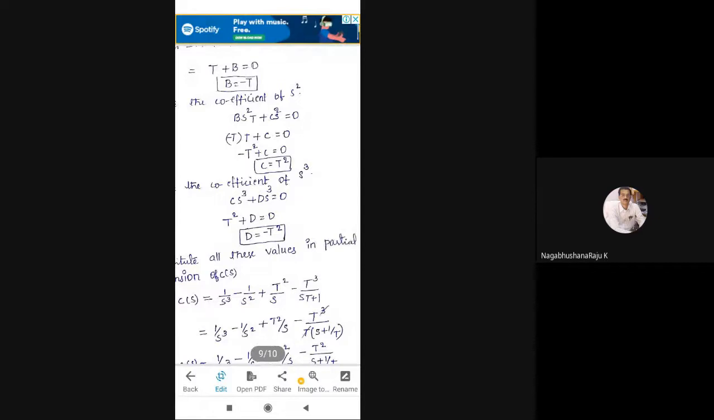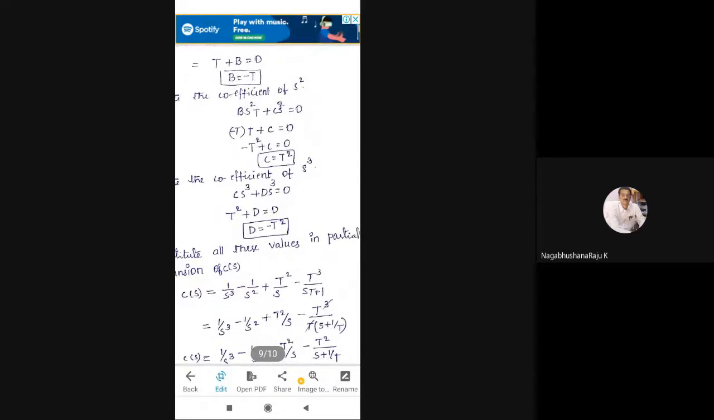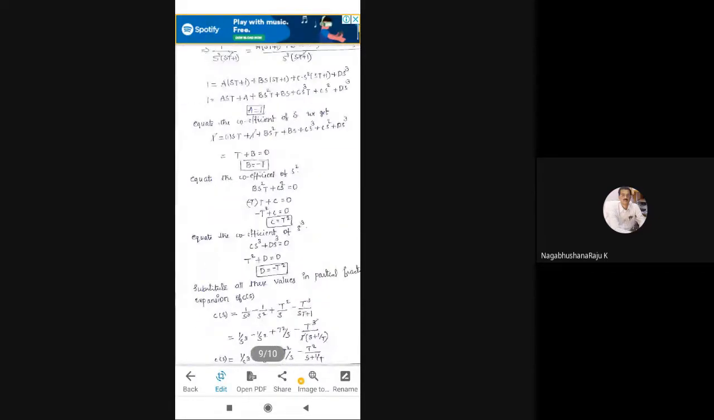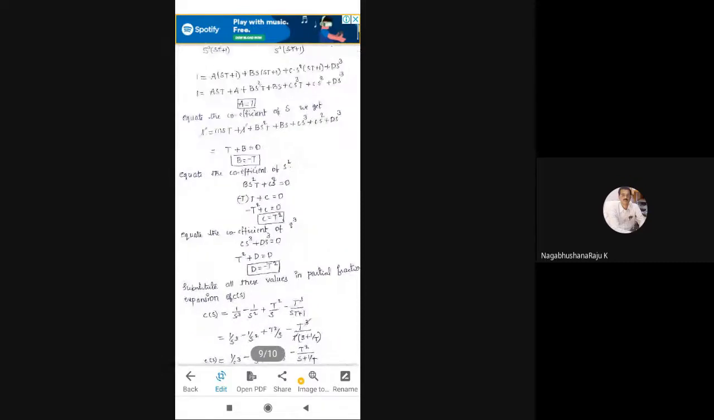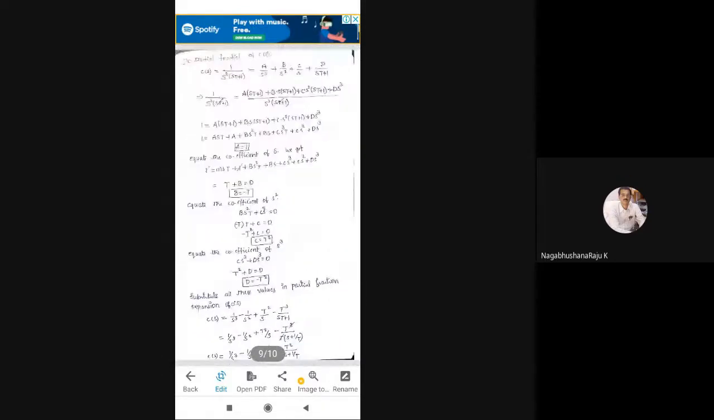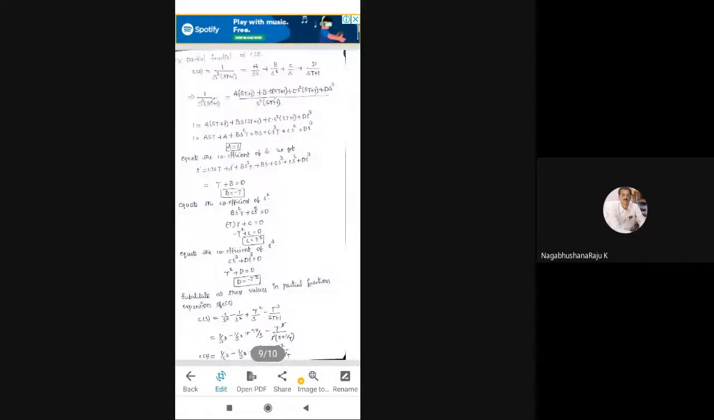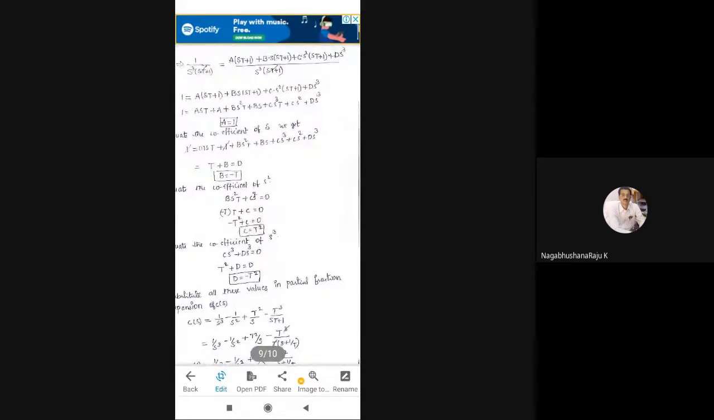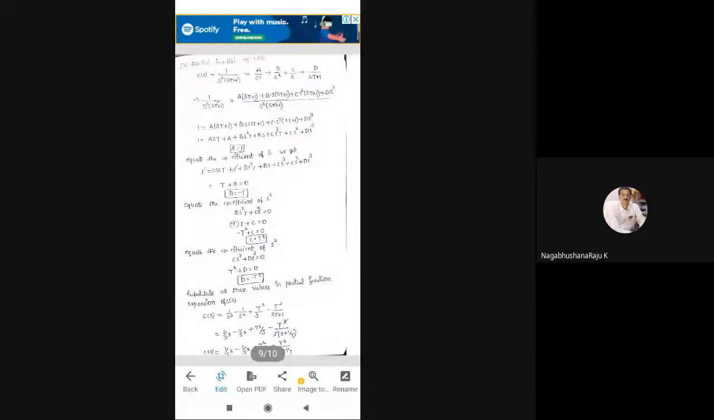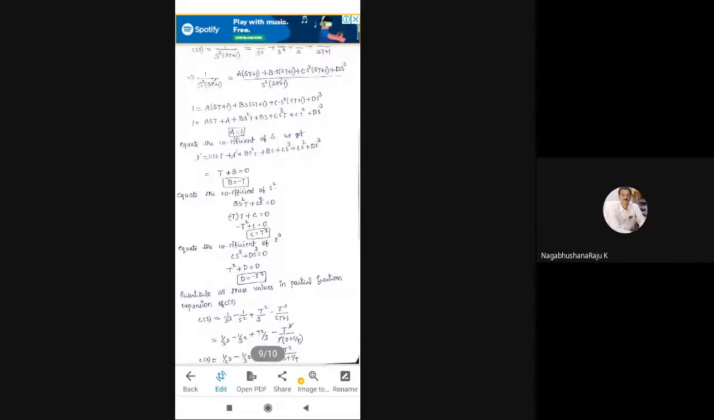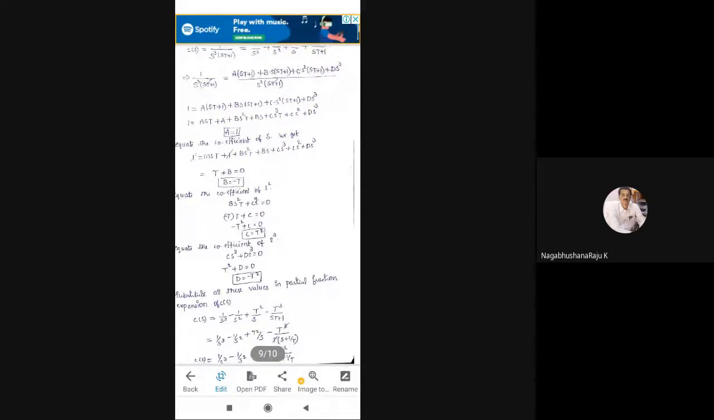In this equation, the s³ coefficients are CT + D = 0. Substitute C = T². We get T³ + D = 0, D = -T³. And we get all the terms. So substitute all the values in the partial expansion of C(s). That is, C(s) = 1/s³ - T/s² + T²/s - T³/(sT+1).